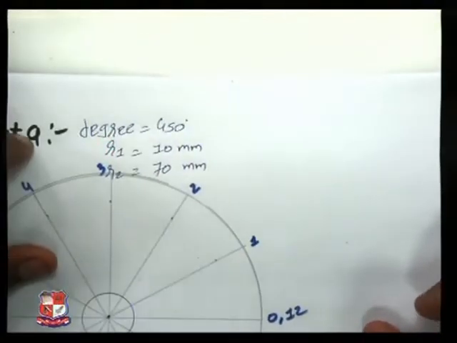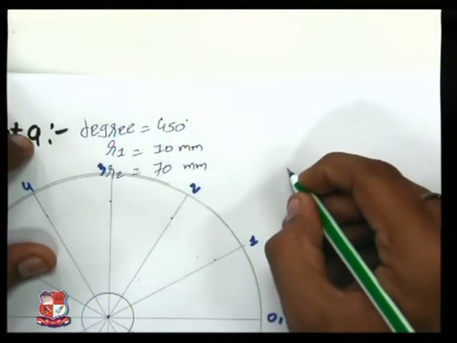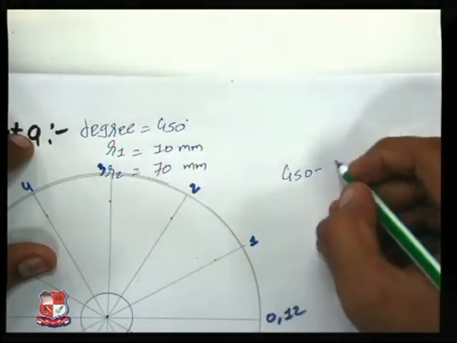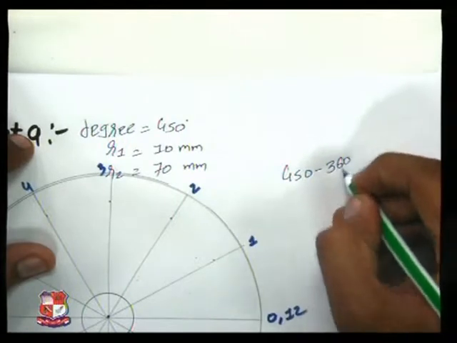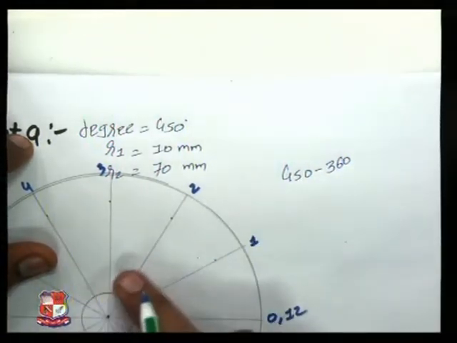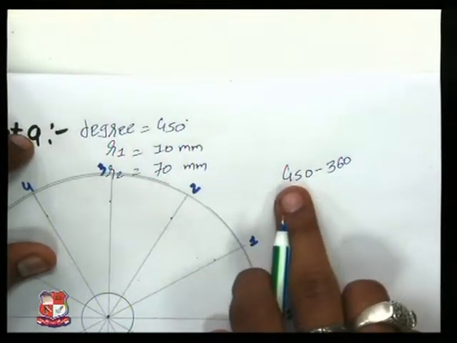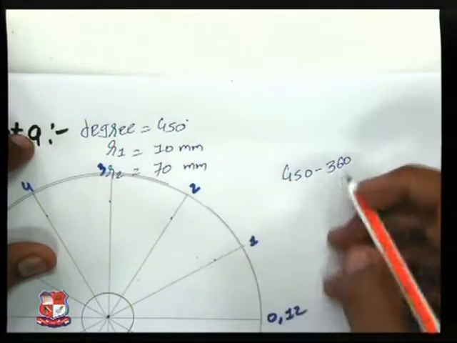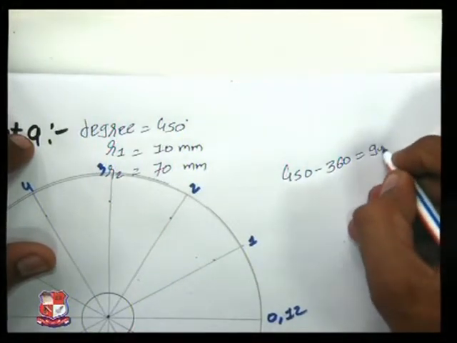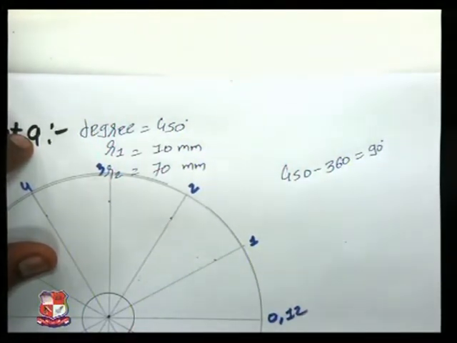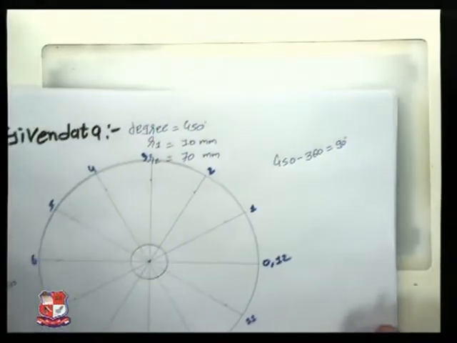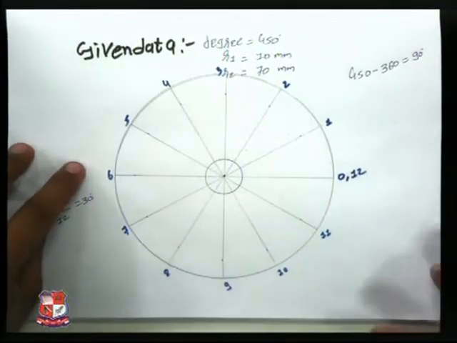450 degrees means what? We need to minus 450 minus 360. One full circle would be 360, but we require 450 degrees. So 450 minus 360 comes around 90 degrees. 90 degrees we want additional.